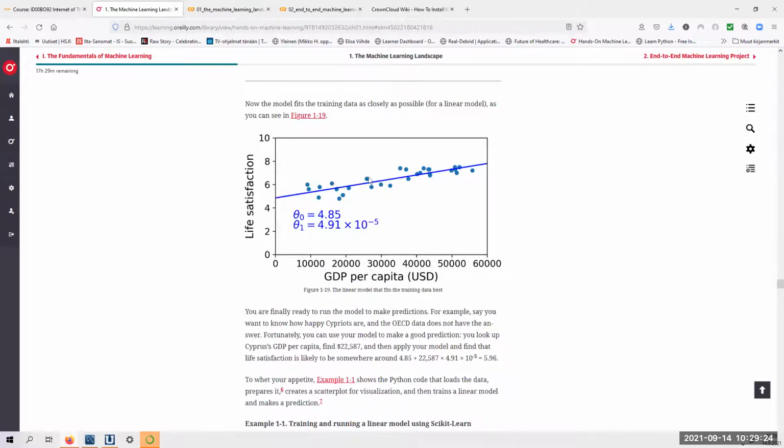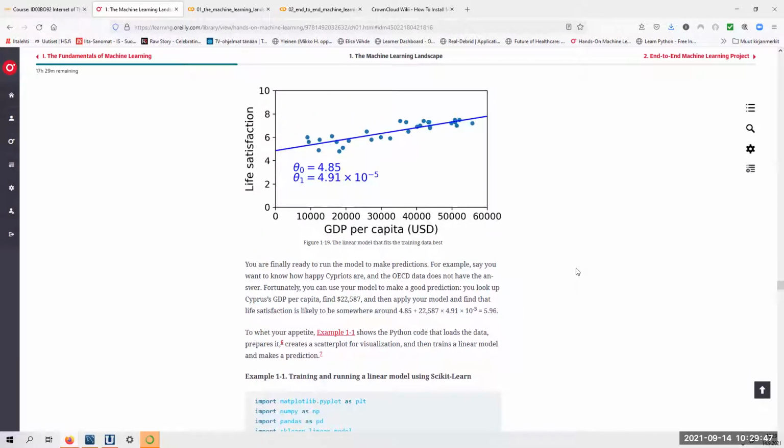So okay, but now here is the result of the training. We have trained our model to fit the observed data as close as possible. So here is the constant and here is the slope. Okay, now, of course, you can make predictions for any data points for this line.